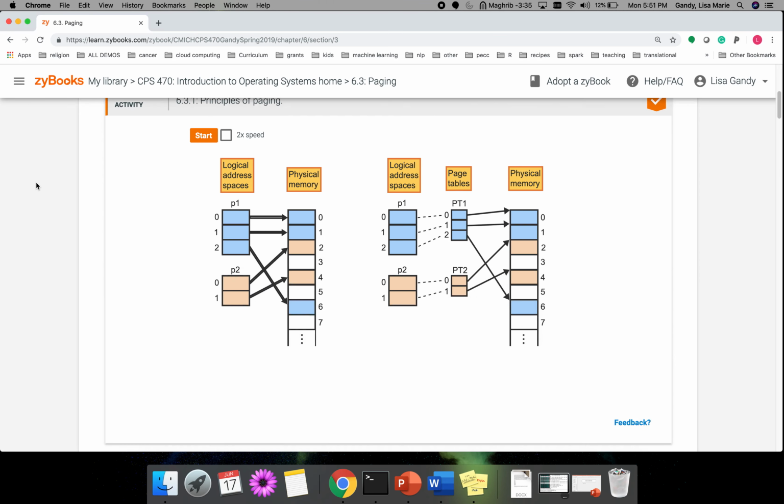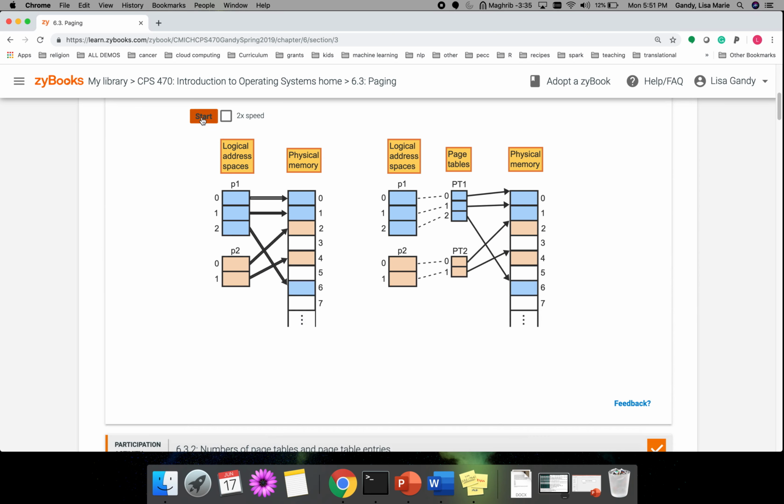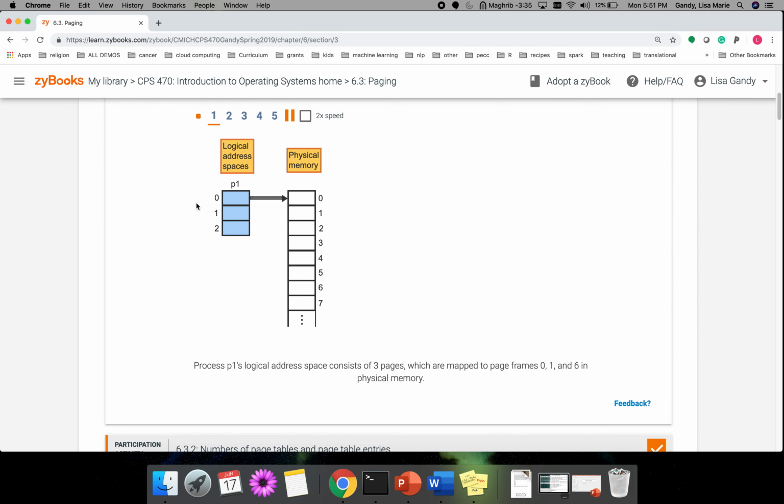So let's look at this visualization really quick. Here we have process P1. It has a logical address space. It has 3 pages. They're mapped to page frames 0, 1, and 6 in physical memory, as we see here. And then process 2 can also have pages, and here they're interleaved with the ones in process 1. Process 1 and process 2 don't know about each other's pages, and that's fine. They just should know about their own pages.